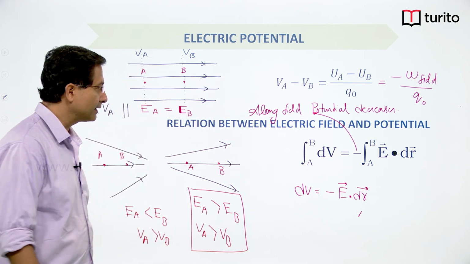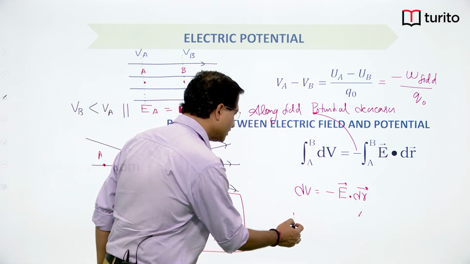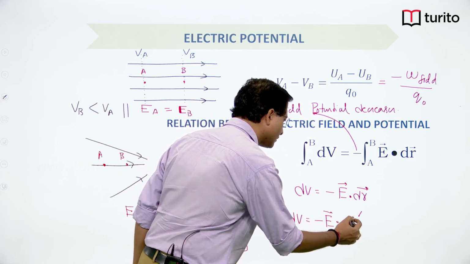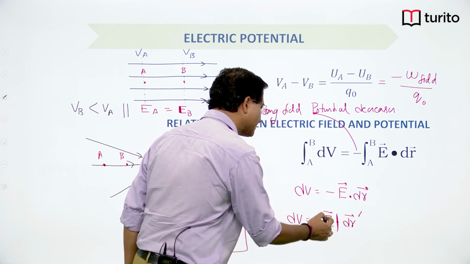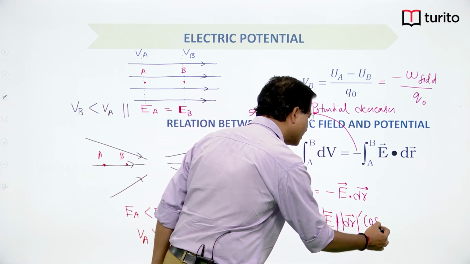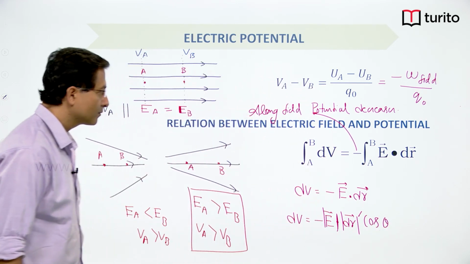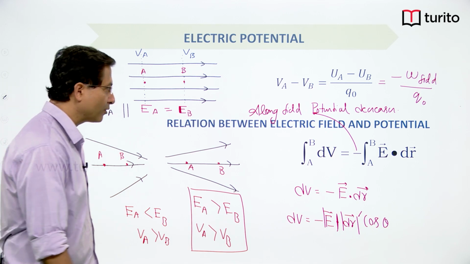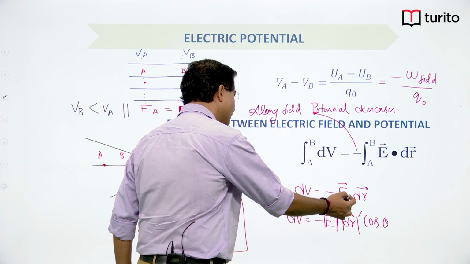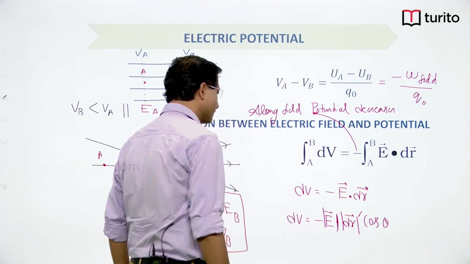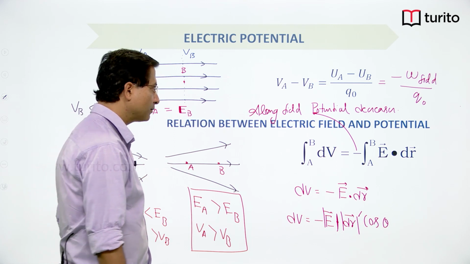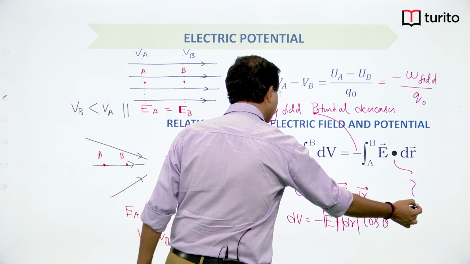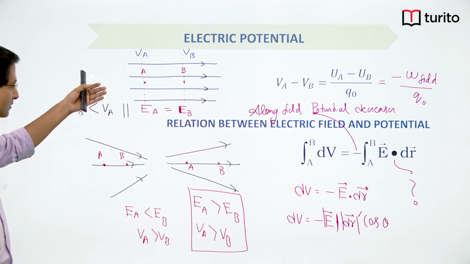Dot product, right. If I open this dot product, dV is equal to minus E dot dr, right. This can also be written as mod E mod dr cos theta. Now, I am discussing another point. I am talking about this angle between the field and the way we are moving, right. We understood the meaning of this minus sign. Now, we are understanding the meaning of this dot product. So, I hope this concept is clear.